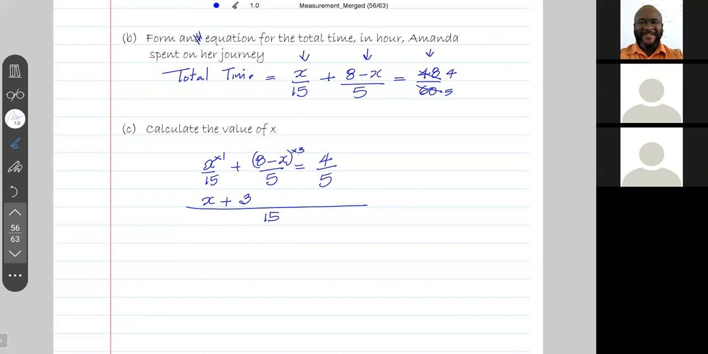Whenever you multiply a sum or a difference, you must put it in brackets. So it's 3 multiplied by 8 minus x. 5 into 15 is 3. 3 times 4 is 12. I found the LCM. I used the LCM. Next, I'm going to discard the LCM. Discarding the LCM simply means going forward without the LCM. So I have x plus 3 into 8 minus x is equal to 12.